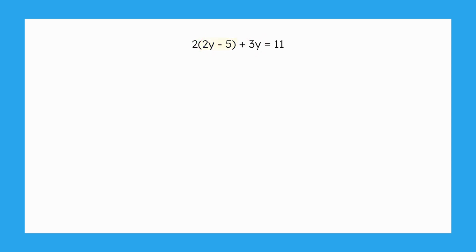Well, I can't combine 2y minus 5 because they aren't like terms. And I can't combine 2y and 3y yet because 2y is stuck in this parentheses. So what can I do? Distribute. 2 times 2y is 4y, and 2 times 5 is 10. So now the expression on the left side is 4y minus 10 plus 3y.